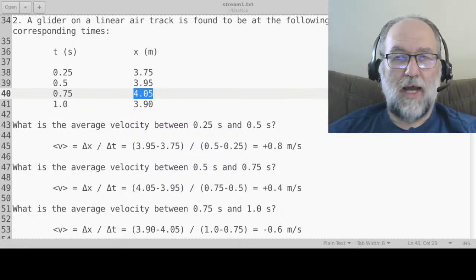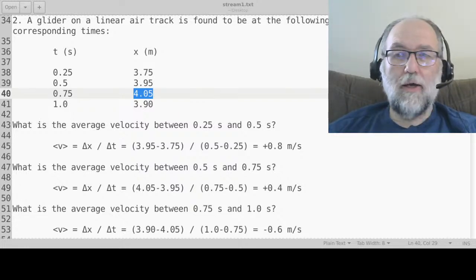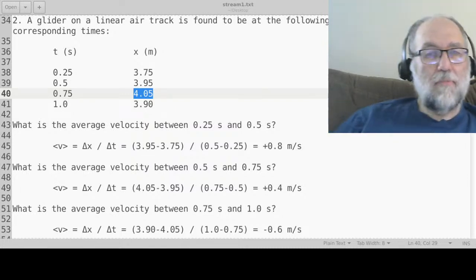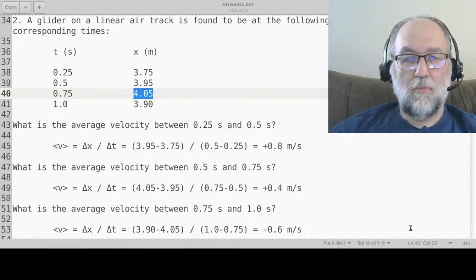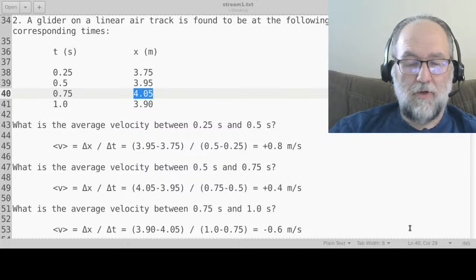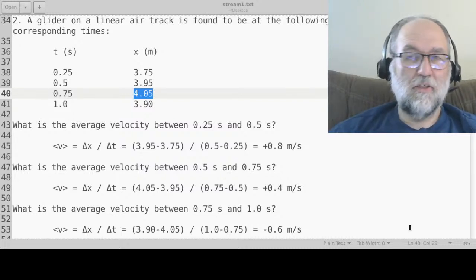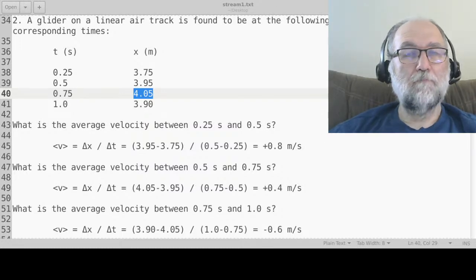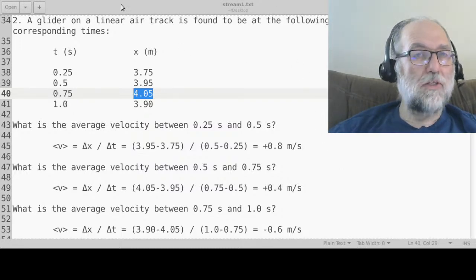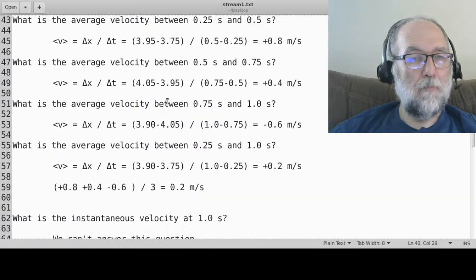Let's see if there are any questions in the chat. No one has typed anything. Let me just type something in the chat so people can see where you can type there. So ask questions here, exclamation point. Okay. All right. So let's go on to question number 3.